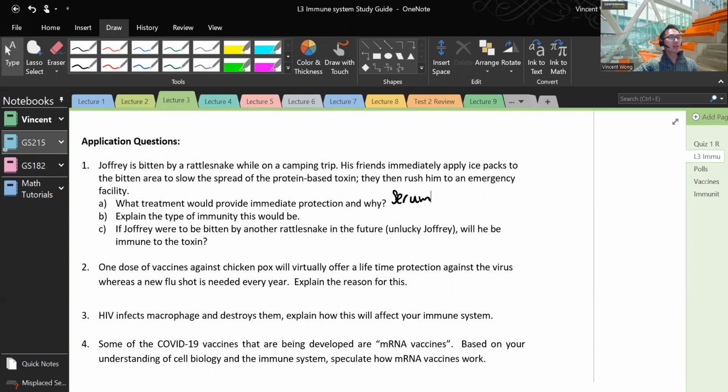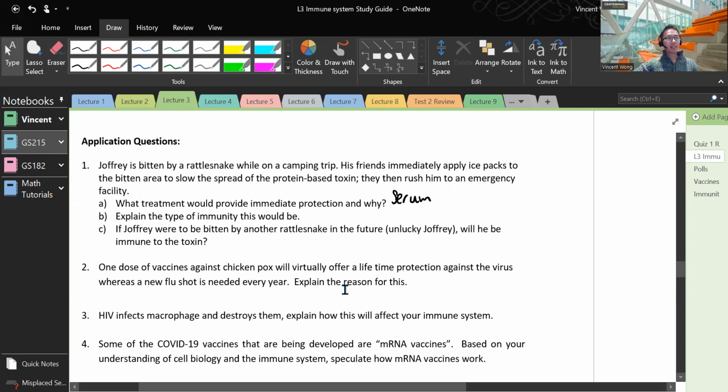Is it counterintuitive to put an ice pack on the snake wound? That will make it worse. I don't know, why do you say that? Is there something you read, that the ice would make it worse? I'm not aware of that. Okay, I'll wait for Alex to respond while we move on to the next part.